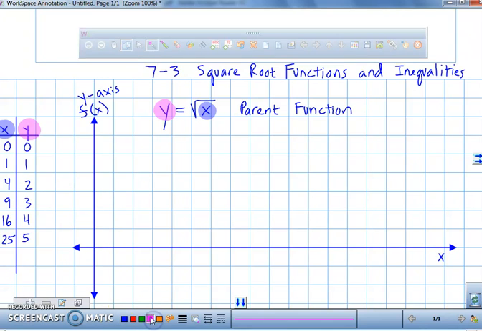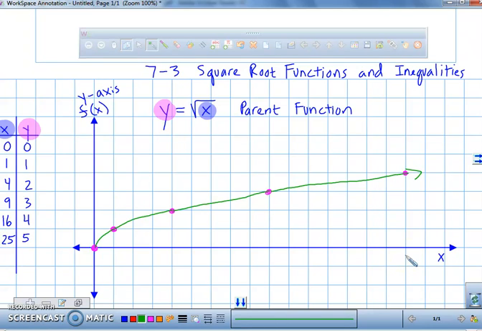But right now I'm going to plot all of these points. We're going to start with 0, 0. Then we're going to go 1, 1. We're going to go over 4 and up 2, over 9 and up 3, over 16 and up 4 right there. So if you were to connect these, a curve going like this is the parent function, y equals the square root of x.